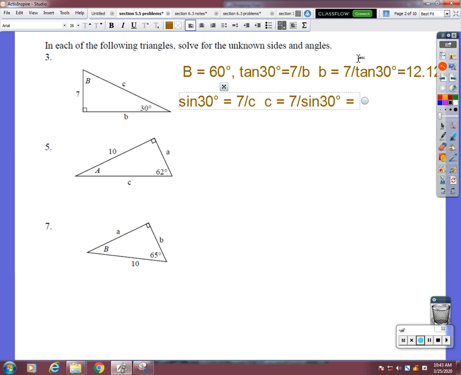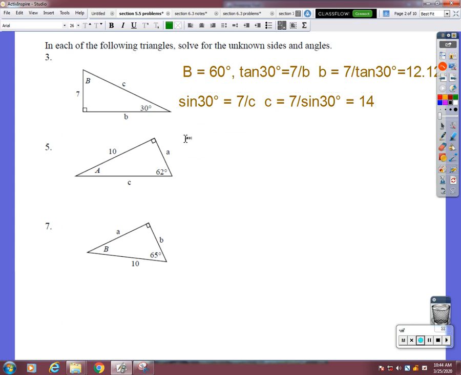And that equals 14. Even, oh yeah, sure, because it's a 30, 60, 90.